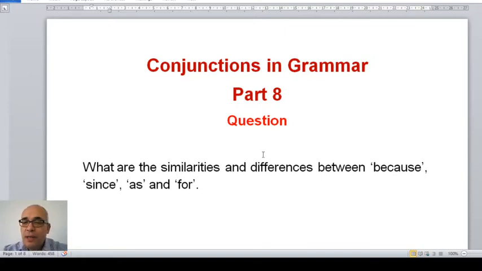Hello everyone, our lesson is on conjunctions in grammar and this is part 8. I have a question for you. What are the similarities and differences between because, since, as and for? So I have 4 words: because, since, as, for. What is similar and what is different between these 4 words? Let's look at the examples.